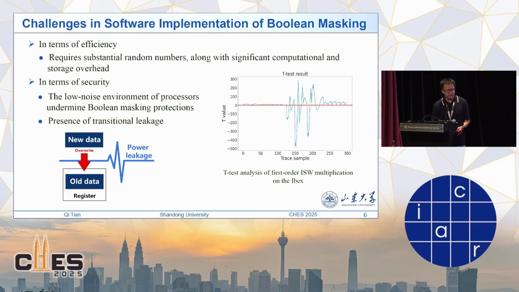In addition, there is transitional leakage, which is caused by the leakage of some storage units, such as registers and memory, during state transition. Typical examples include register overwrite leakage. And the red figure shows the t-test analysis of the first-order ISW multiplication on the IBEX. So it is important to prevent transitional leakage and increase noise level.